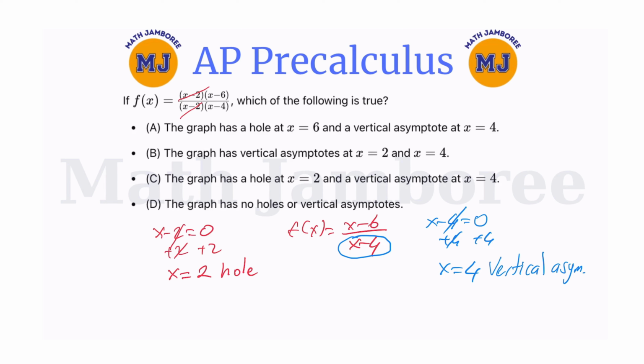So let's go through the choices. Choice A says the graph has a hole at x equals 6. No, it has a hole at x equals 2, so it's not. B: the graph has a vertical asymptote at x equals 2 and x equals 4. It's talking about two vertical asymptotes. No. C: the graph has a hole at x equals 2 and vertical asymptote at x equals 4. Yes, this is what we're looking for. And choice D says graph has no holes and vertical asymptotes. This is not the answer. So the correct answer is choice C for this question.